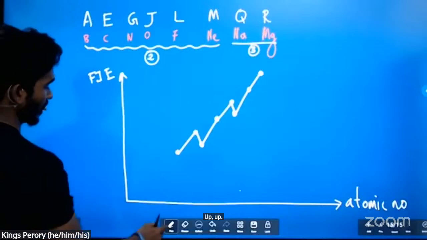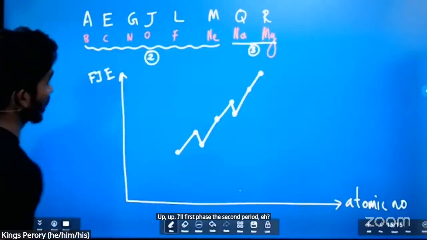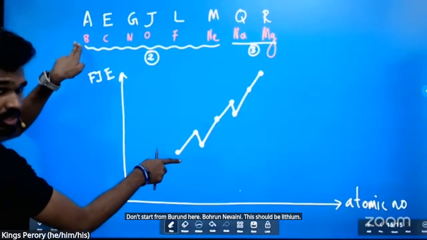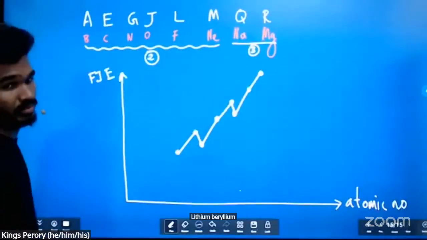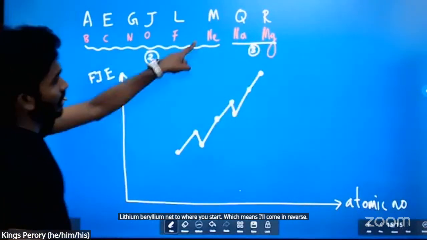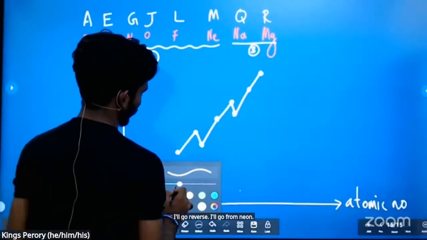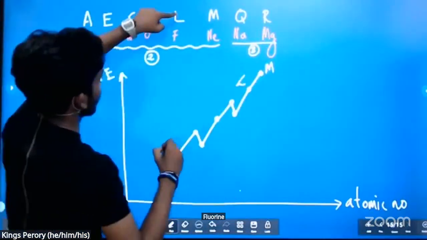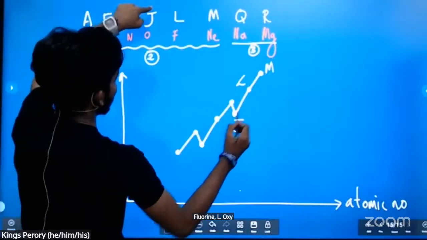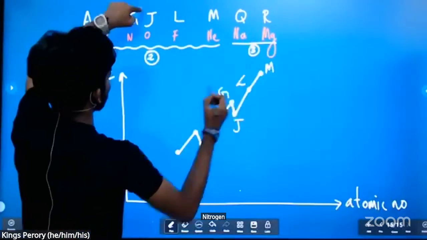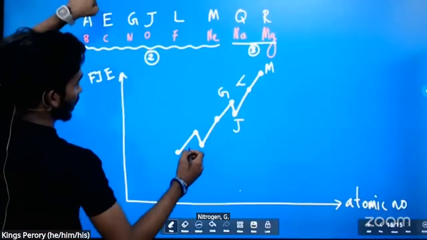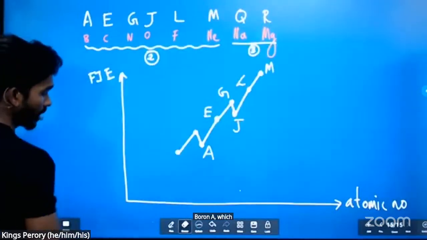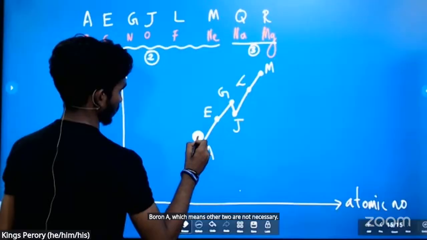I'll first finish the second period. Don't start from boron here; this should be lithium. Lithium, beryllium, then you start. Which means I'll go in reverse, from neon. Neon is M. Fluorine, L. Oxygen, J. Be careful. Nitrogen, G. Carbon, E. Boron, A. Which means the other two are not necessary.